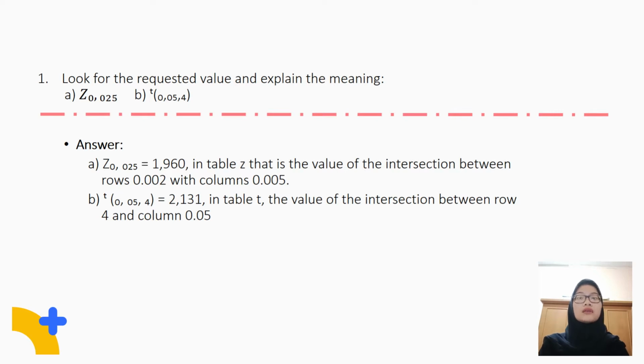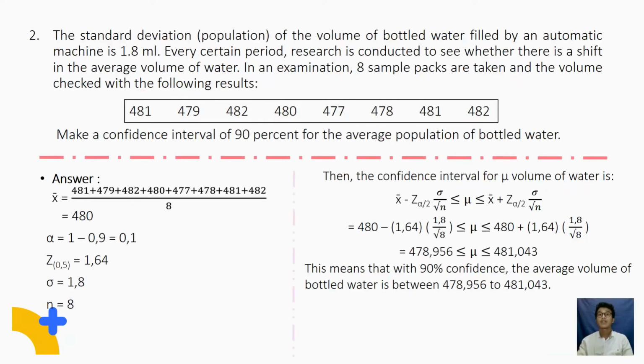And B, the question is T 0.05.4 equals to 2.13 is the meaning of in the table T, the value of the intersections between row 4 and column 0.05. Number 2. Make a confidence interval of 90% for the average population of bottled water.